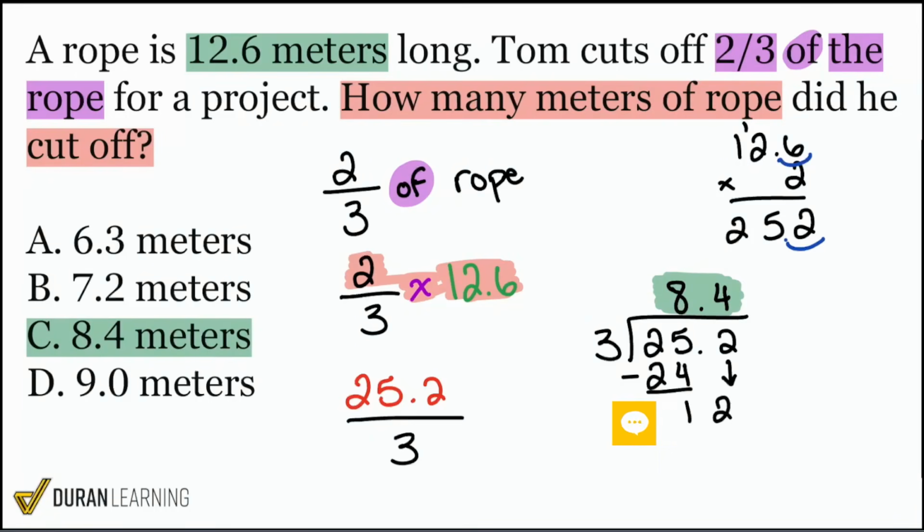Not how much is left, because that's not what we're caring about. That's not what we're looking for. That's how much rope was cut off. And so again, that's why the correct answer here is answer choice C.